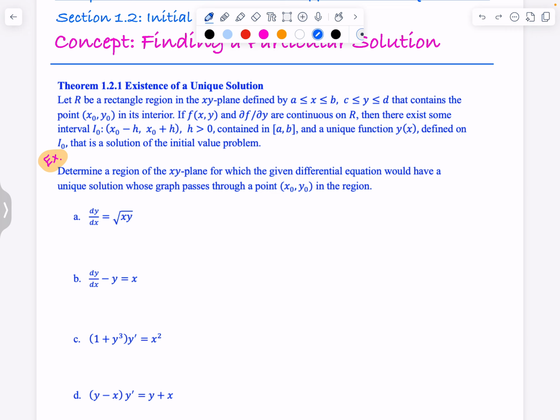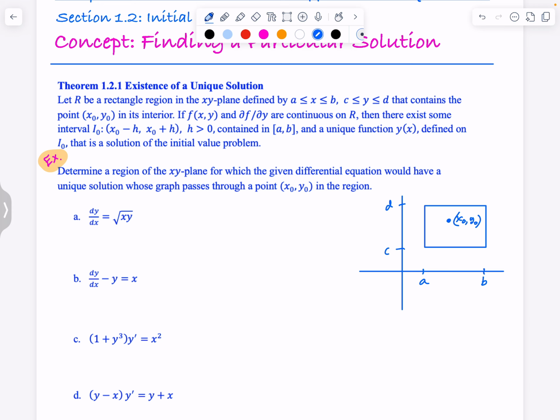So let R be a rectangle region in the XY plane. Okay, so what that means, let's take our XY plane, and they're saying R is some rectangular region, and we know it's a rectangle because they say from A to B and from C to D. So we know we're in a rectangular region that contains the point x naught, y naught, right? So that point's in that region.